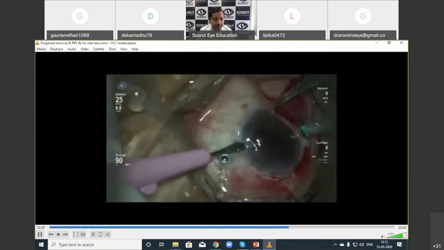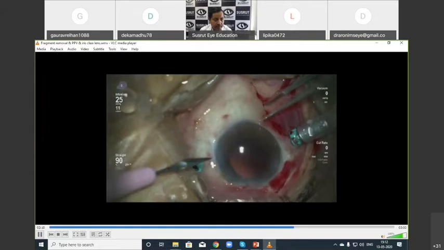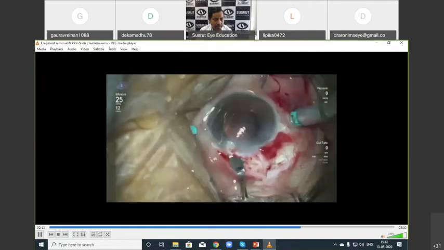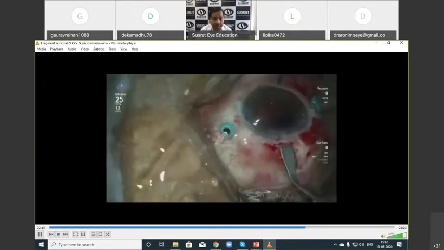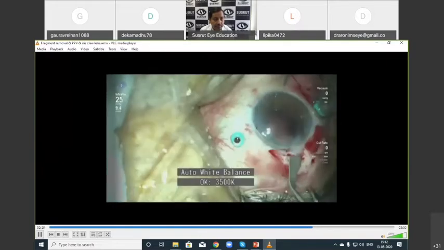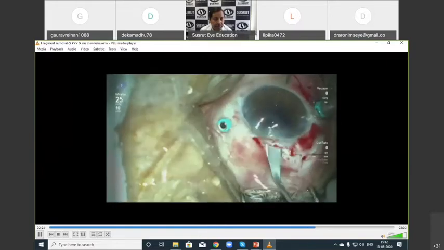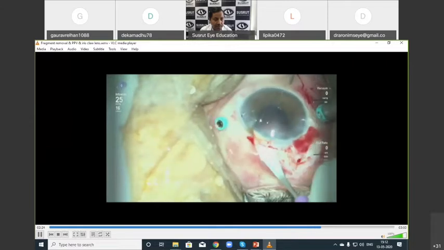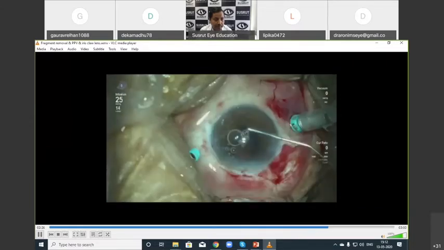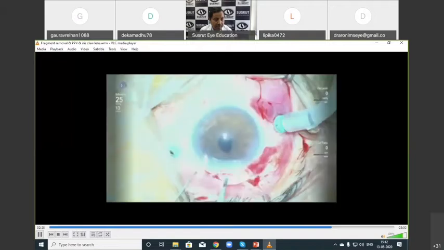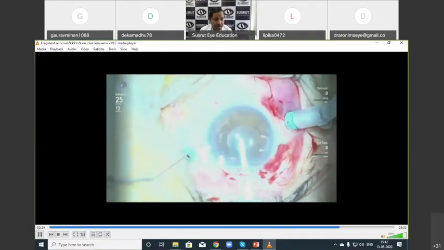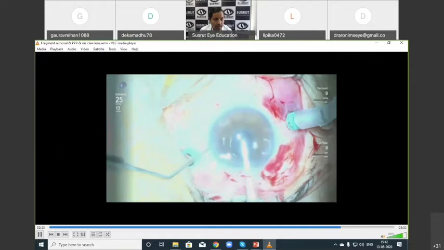Side ports are made. The iris here is round. The tunnel is being prepared to introduce an iris fixated IOL. Pilocarpine is given. With a special forceps, the IOL is being held.